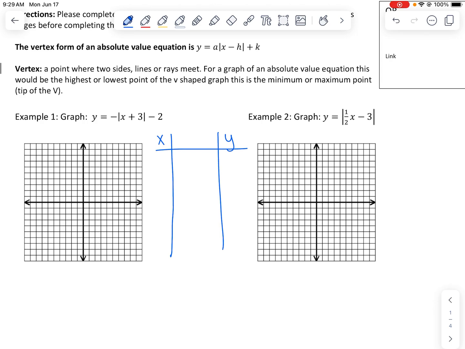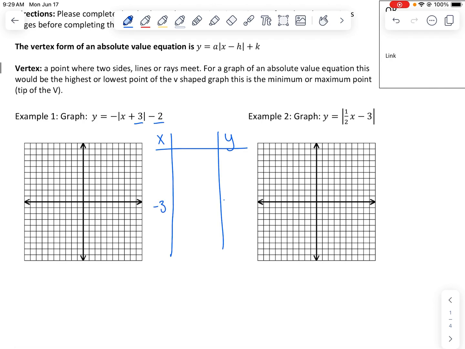And we want to include at least 5 points, and I like to put the middle point as my vertex. So my vertex here is my (h, k). So in this case, it's (-3, -2). Make sure you have a -3 because we know that we have a minus the h. And to be more specific, we can take whatever is in the absolute value and set it equal to 0. So x plus 3 equals 0 gives us x equals -3. That's the x coordinate of the vertex.